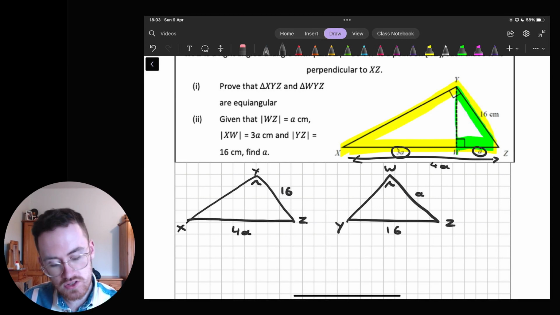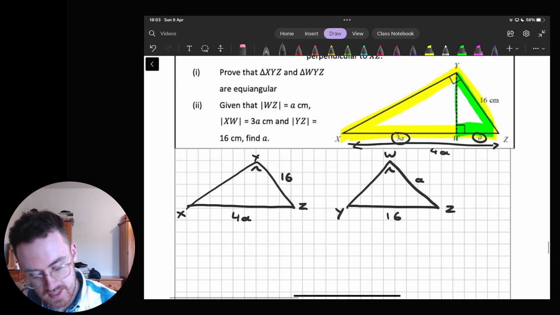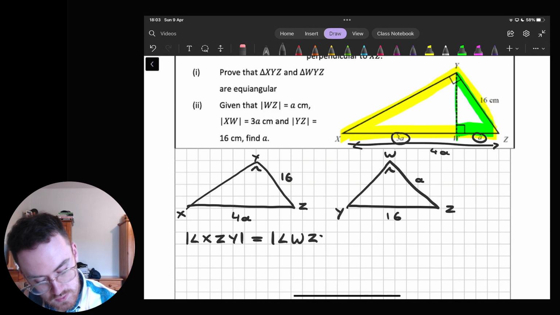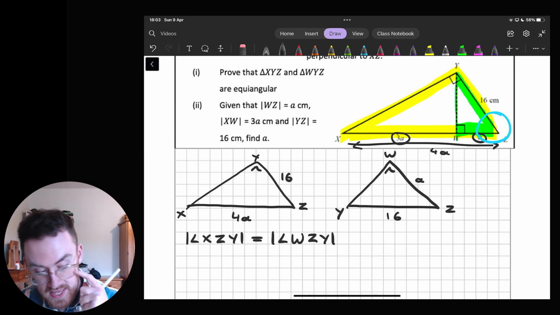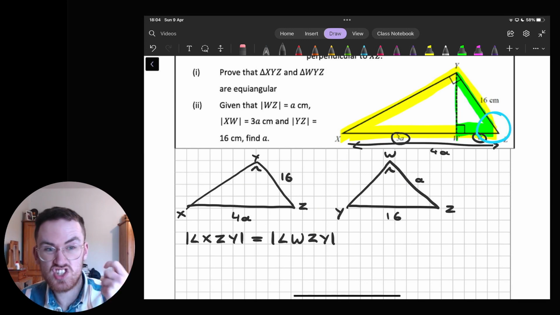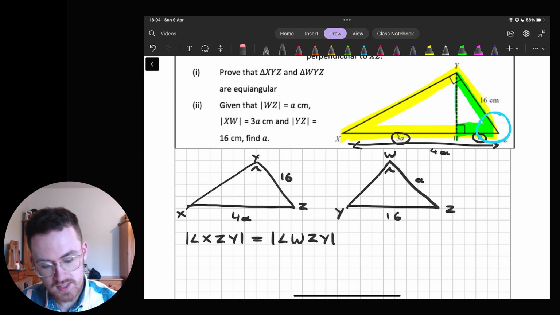And if we look at the triangle that we have, we can see that the angle XZY is going to be equal to my angle that I have here, WZY. So I'm talking about this angle here in the corner. It's the full angle, even though it's different on both triangles, it's actually just the same angle both times. So we know that that's going to be equal because it's the same angle. It's a shared angle between the two triangles.